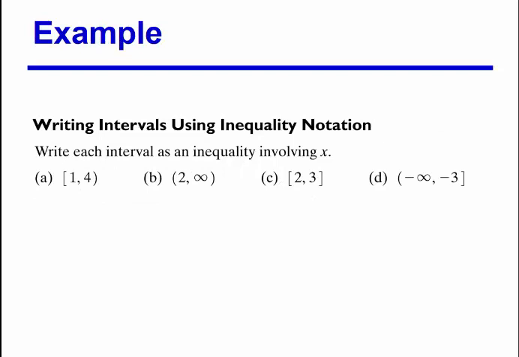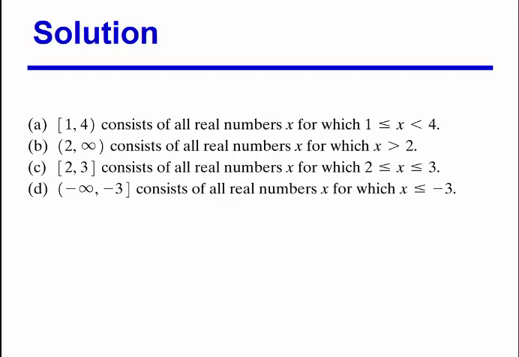Here, writing intervals using inequality notation. So we're going to do the opposite of what we did in the first example. We're going to write each interval as an inequality involving x. So for a, you can see that we have bracket 1, 4, parentheses, and b, and then c, and then d. So for a, that simply tells us that 1 is less than or equal to x, less than 4. So x lies between 1 and 4, with 1 being included in this interval or being inclusive.